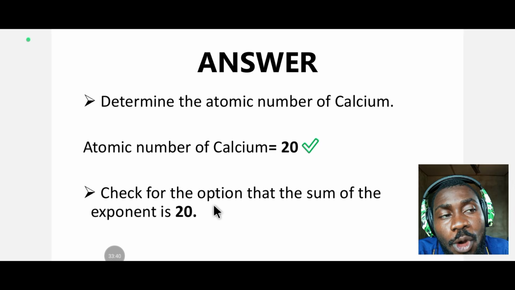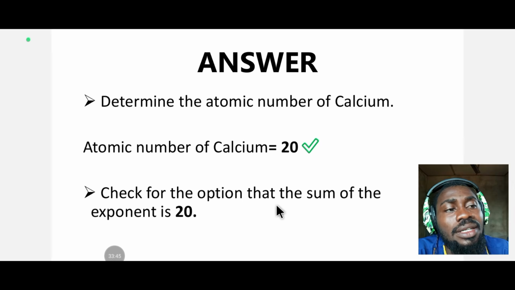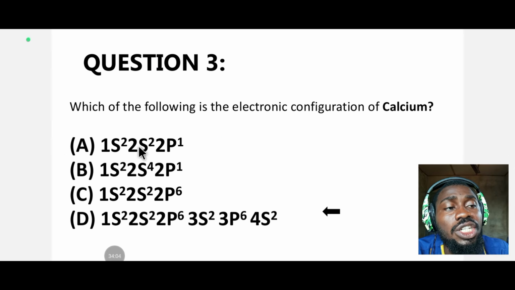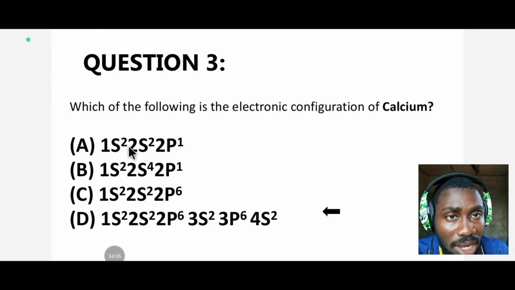Remember, the sum of the raised in power or the exponents in an electronic configuration represents the atomic number of the atom or the element. So let's look at the sum. Among the options, let's sum each of the exponents or the raised in powers.